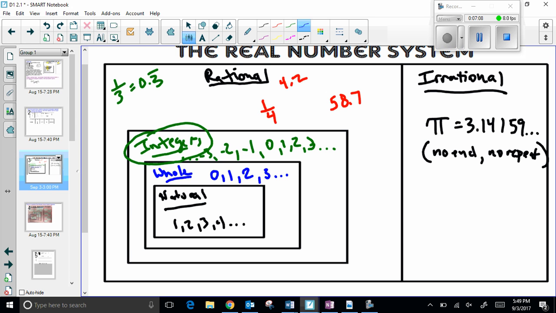The real secret here is that any rational number can be written as a fraction. Even a whole number like 3 can be written as a fraction.